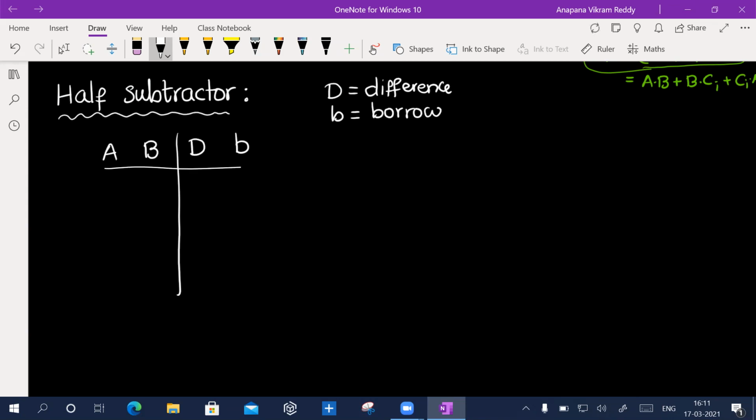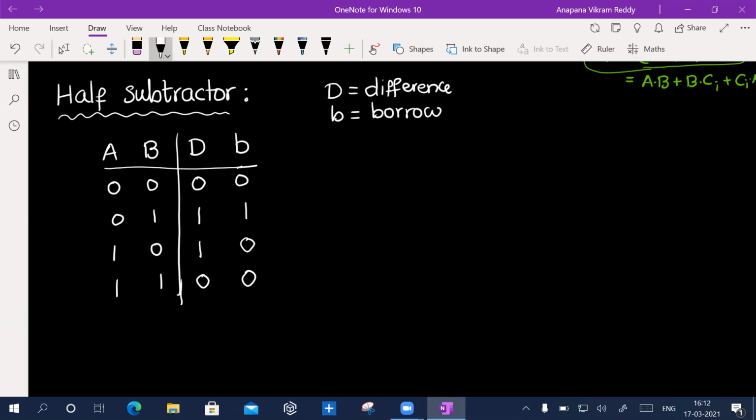So I have two inputs, so four combinations: 0 0, 0 1, 1 0, 1 1. For the first, the difference is 0 and borrow is again 0. For the second, the difference is 1 and borrow is 1. For the third, the difference is 1 and borrow is 0. In the last case, both difference and borrow are zeros.